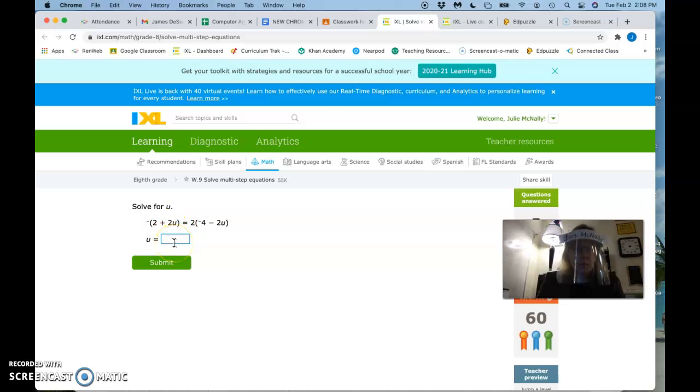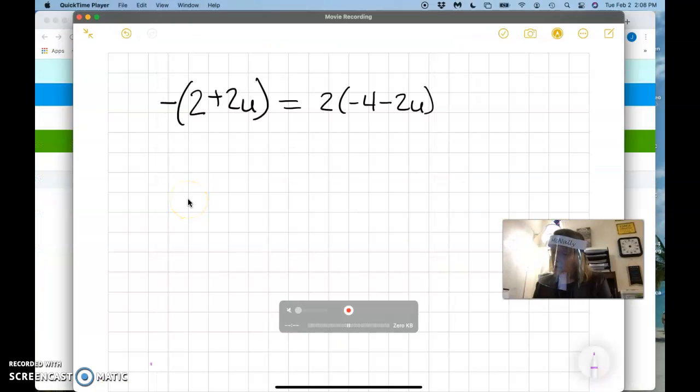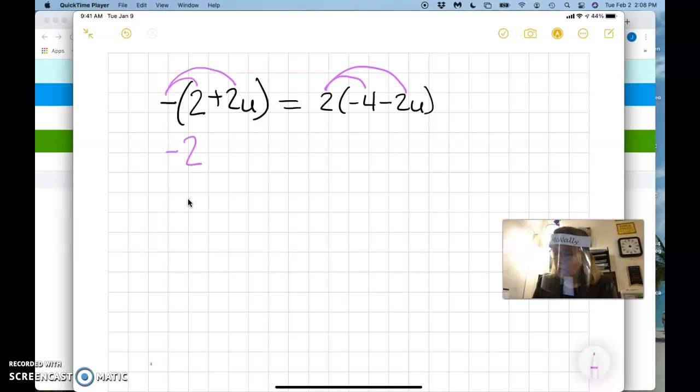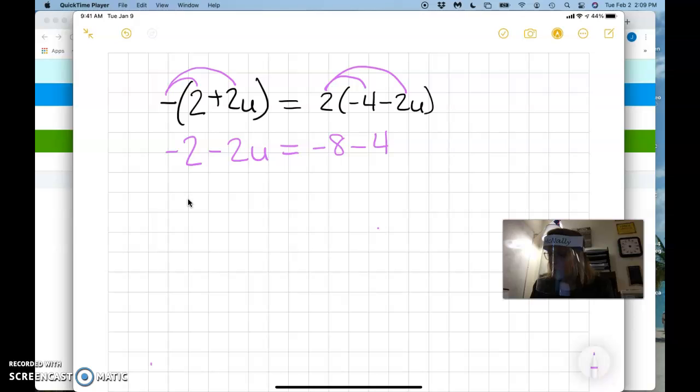So on this problem, let's go ahead and look at it. I have to distribute on both sides of my equal sign. What I'm going to distribute on this side is the negative. What I'm going to distribute on the other side is the 2. So negative times 2 is -2. And negative times 2u is going to be a -2u. Then on the other side, 2 times -4 is -8. And 2 times -2u is going to be a -4u.